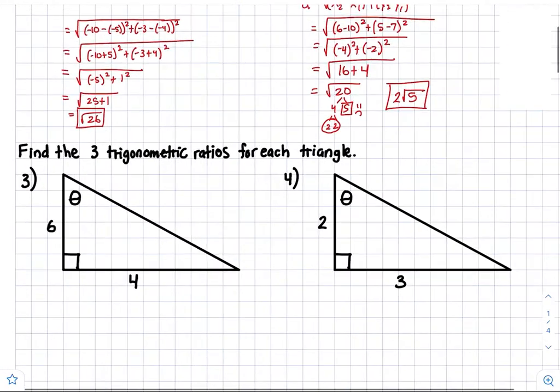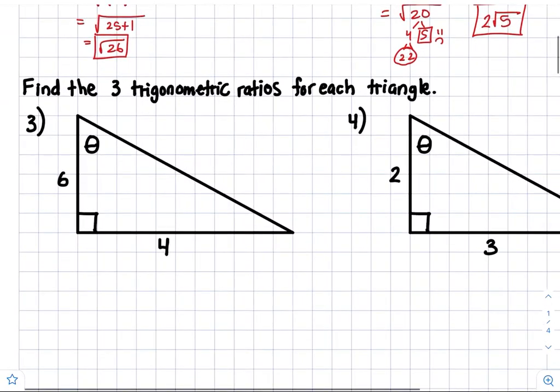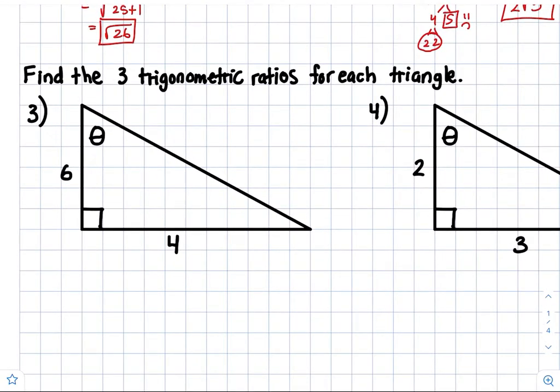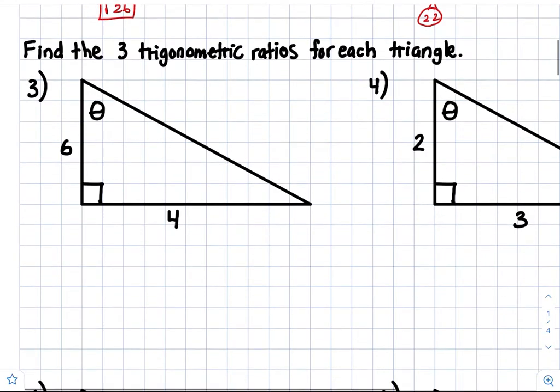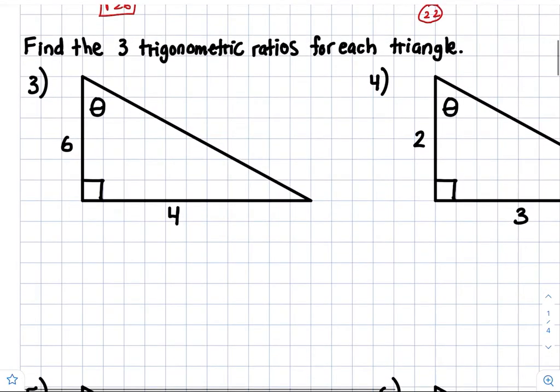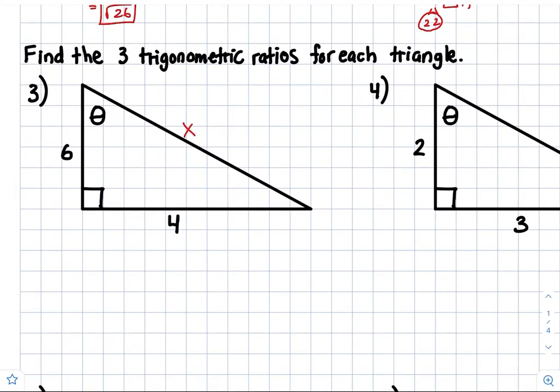Okay. Now we have to find the 3 trigonometric ratios for each triangle. So, first order of business, we have to find this side length. So let's use the Pythagorean theorem. 6 squared plus 4 squared equals x squared. 36 plus 16 equals x squared. 40 equals x squared. We are going to square root both sides, so x equals the square root of 40.